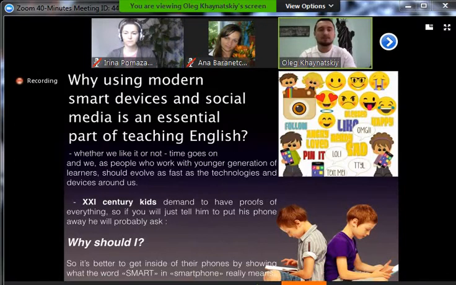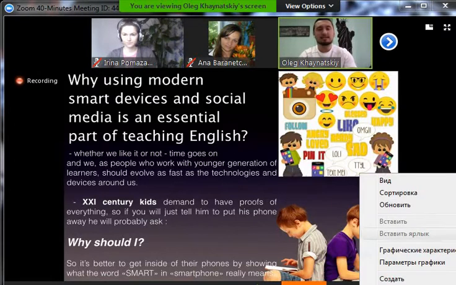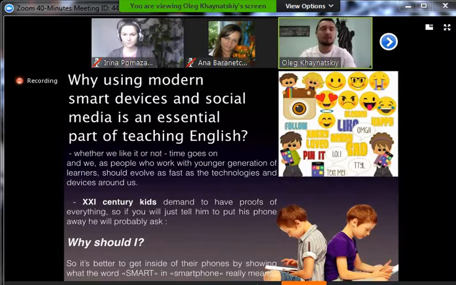The 21st century kids actually demand to have proofs of everything, and it's not going to be a surprise for you. So if you just tell him or her, I mean your pupil, to put his phone away, he will probably ask, why should I? And instead of trying to find the answer to that question, I would like to recommend you to get inside of their phones by showing what the word smart in smartphone really means.